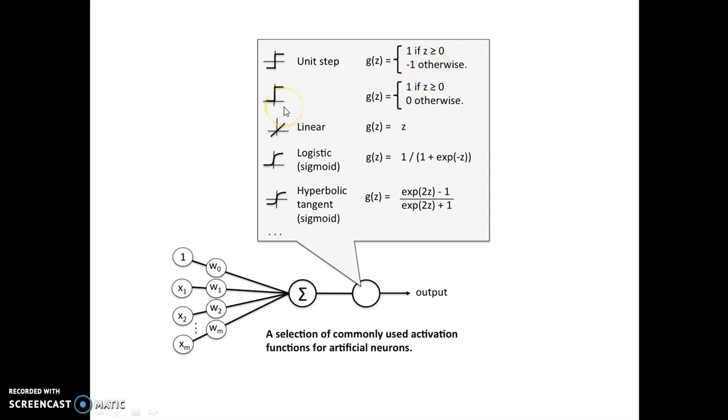The next is the threshold activation function, where 0 is the threshold value, in both the unit step and this function. It has two values, 1 and 0. If the input is greater than 0, then it is 1, and otherwise it is 0. The linear activation function does not change the input: the output remains the same as the input, g of z is equal to z.